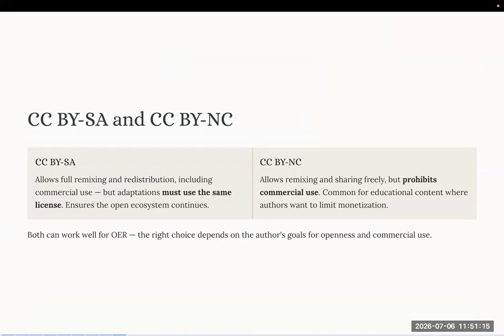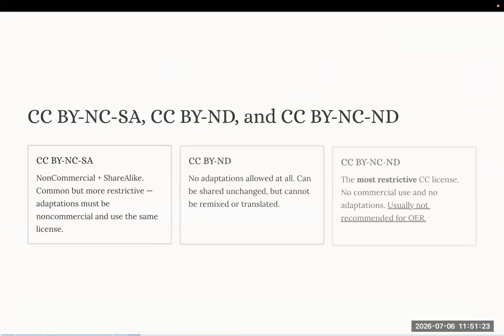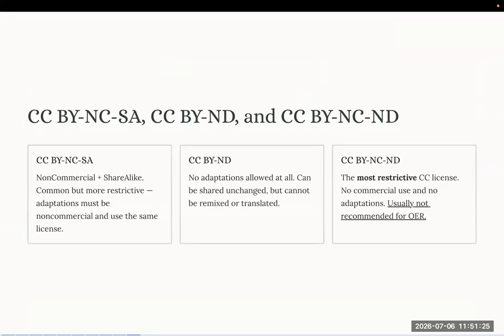They prevent commercial use and they must be used under the same license. It's still a lot of OER, but it just means that no one's making money off of it. CC BY-NC-SA is a little bit more restrictive, right? It means non-commercial and must be used under the same license. ND and NC-ND are the most restrictive and they're not usually considered OER at that point.